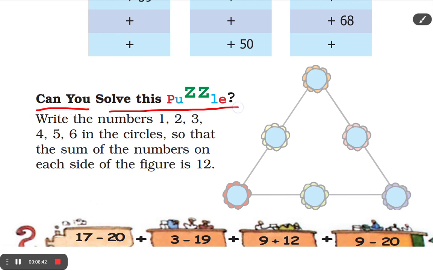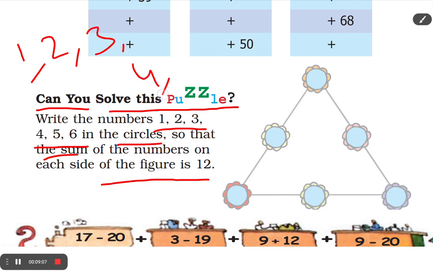Can you solve this puzzle? Yes, we can, right? See, how to write this puzzle? Write the numbers 1, 2, 3, 4, 5, 6 in the circles, so that the sum of the numbers on each side of the figure is 12. So you are given the numbers 1, 2, 3, 4, 5, 6. These 6 numbers are there. You have 6 circles, which are arranged in the form of a triangle.